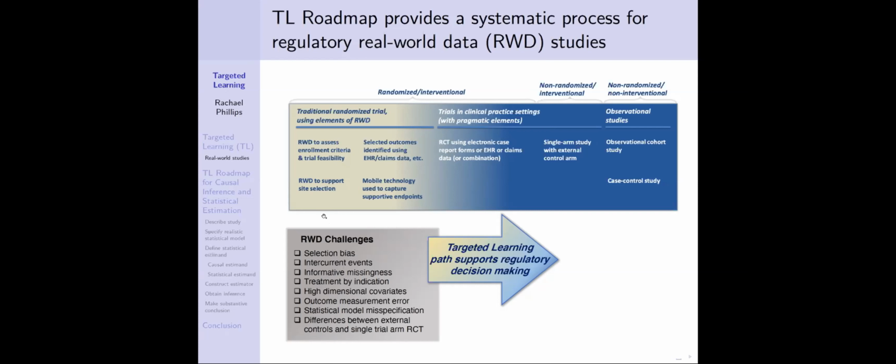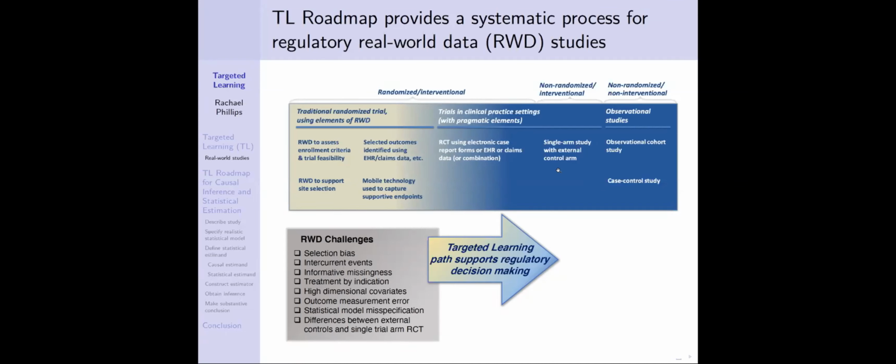So here are a few examples. Using real world data to assess enrollment criteria and trial feasibility. So using observational data to enroll patients into a randomized control trial or to support site selection.